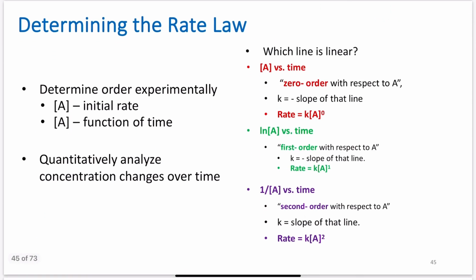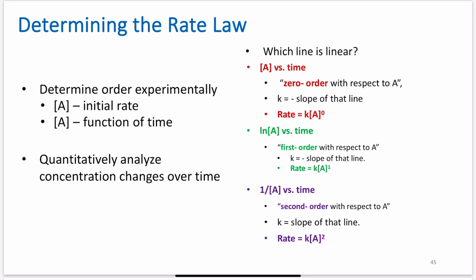How can I determine the rate law? Well, I do have to determine order experimentally, right? The concentration of A, I can do this by initial rate, or I can do it as a function of time. So initial rate is what we talked about in the previous module, where we compare the initial rates of different reactions. As we change the concentration of A, we can determine if it's zero order, first order, second order, etc. I can also determine this as a function of time.